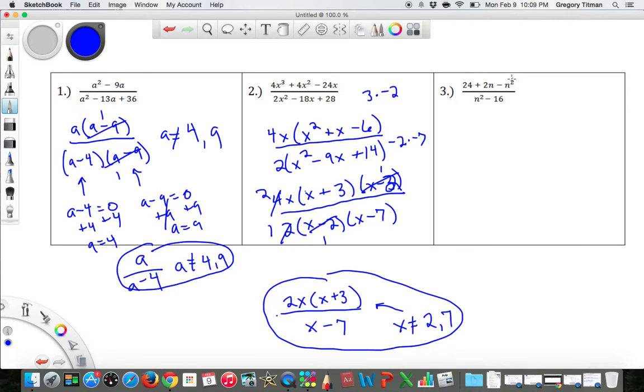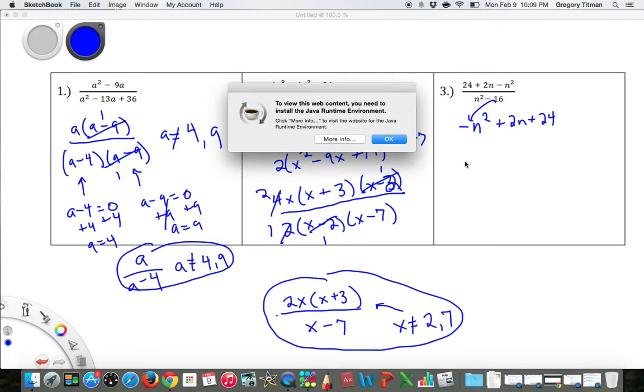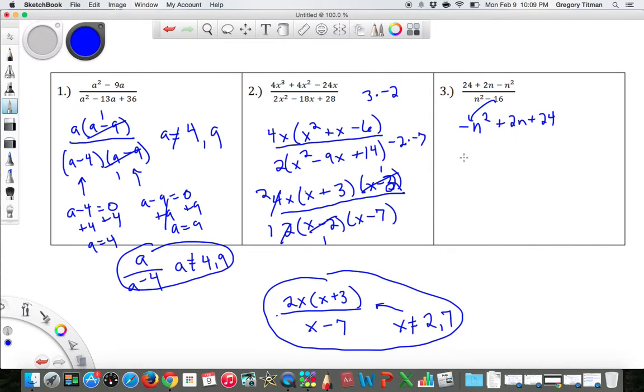All right, last one here. We want to rewrite this in standard form first before we try factoring it. So this negative n squared has got to go out front, plus 2n plus 24. Well, I don't want to try to factor with a negative coefficient on the first term, so I'm going to factor out a negative 1. If I factor out a negative 1, I get n squared minus 2n minus 24 over our denominator.